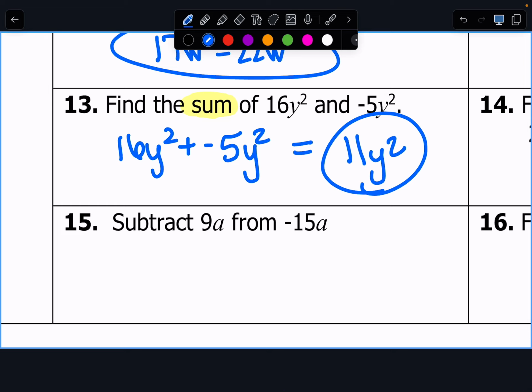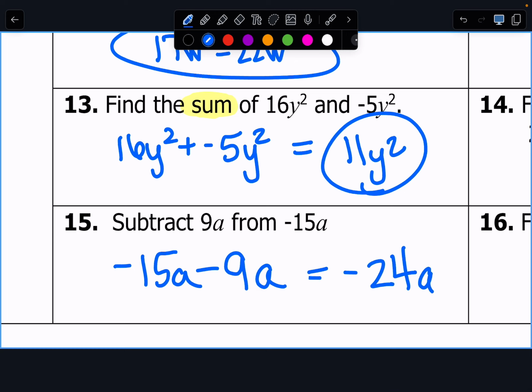What I want you to be careful with, though, is this: subtract 9a from negative 15a. Subtraction, the order does matter. So in this one, which term is going to come first in our subtraction? Subtract 9a from negative 15a would mean we have negative 24a.